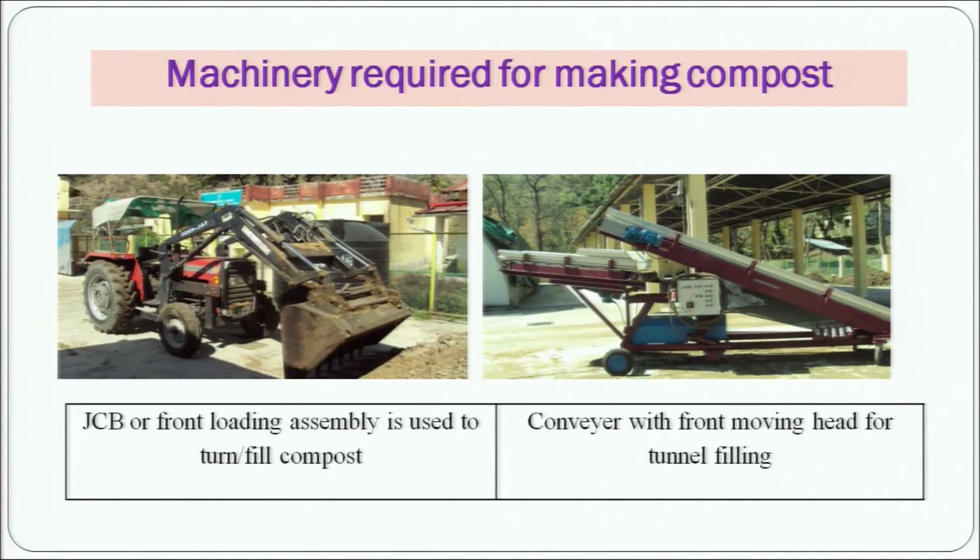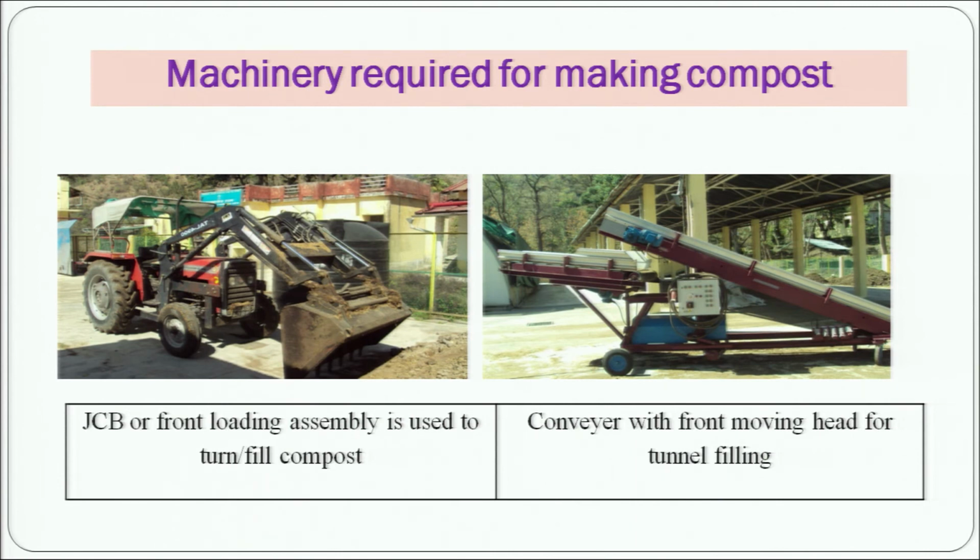The chamber should not have accessibility of any type of dust or material from outside. Machinery required for making compost: a JCB with front loading assembly is used to turn and fill compost. For turning compost, a JCB is required because we are going to prepare a lot of compost, and we cannot easily handle it with our own hands.